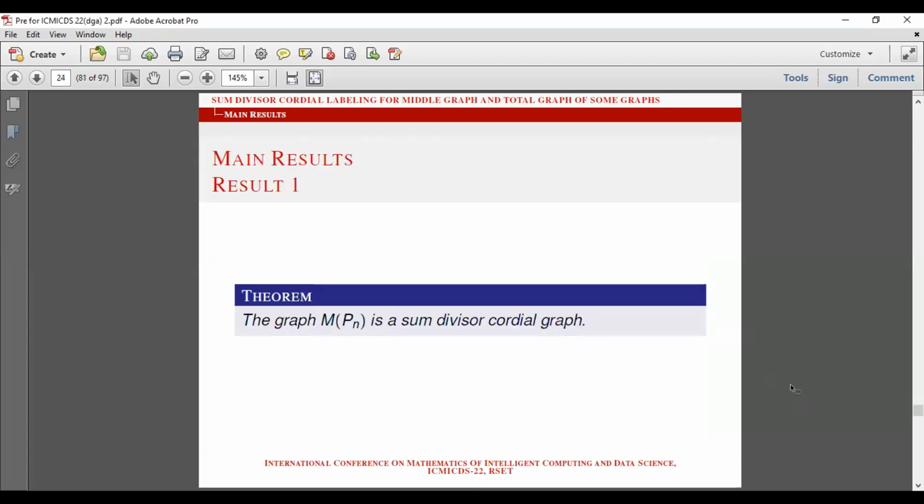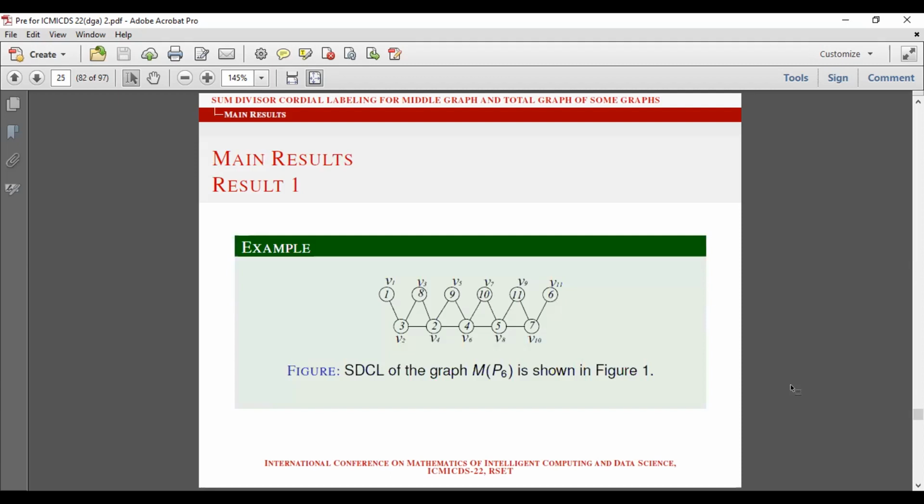Yes, this is my main result in this presentation. The middle graph of path is a sum divisor cordial graph. I didn't include the detailed proof right now. I just use a particular example here, and I already submitted the detailed proof in my research paper. So I just consider an example of this one.